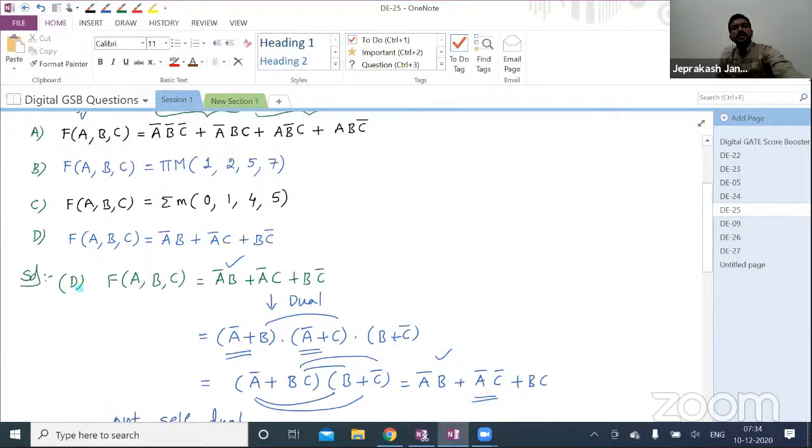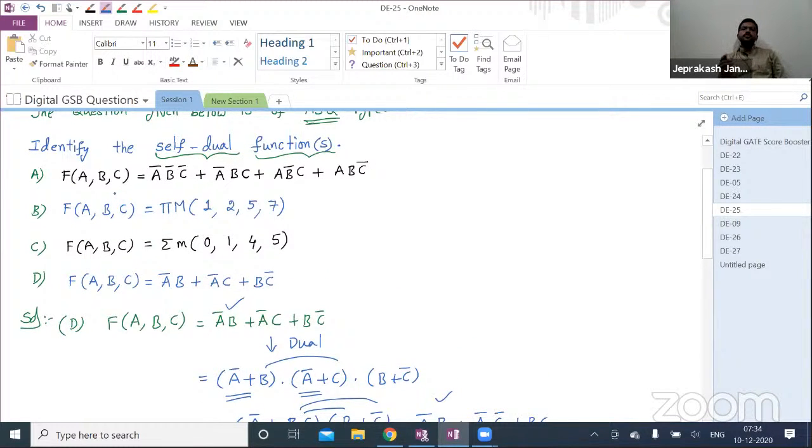Now, a similar procedure you have to follow for option A, option B, option C. Here they have given sum of minterms because it is a function of three variables. In each product term you're having 3 letters, that means sum of minterms. You apply the same logic and verify. Similarly, here pi capital M is there; convert into sigma M, or from pi capital M only you can apply duality. If you get the same function as the original, then you will say it is self-dual. Similarly, here you're having sigma M; if you apply dual and get the same function, then you can say it is self-dual.